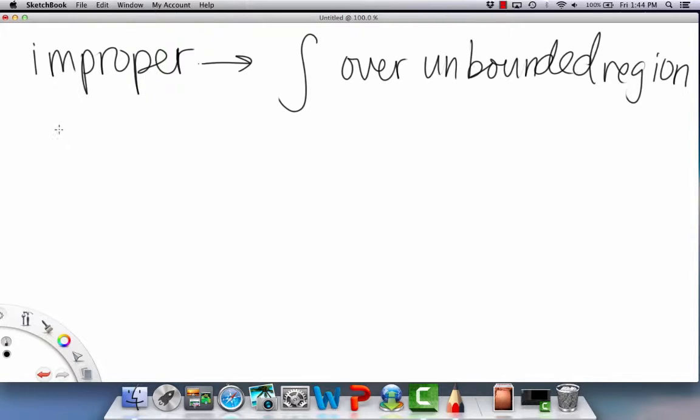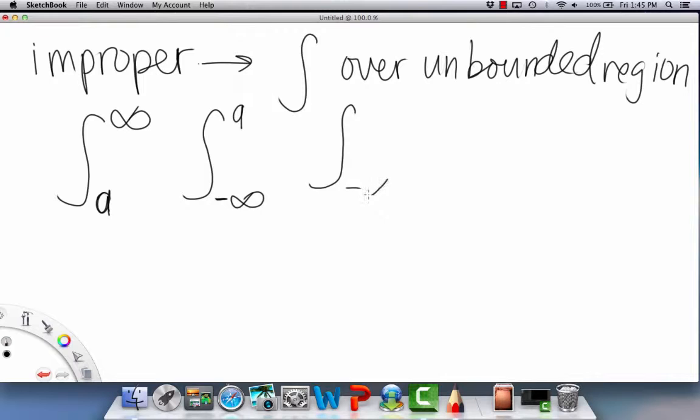This basically means one of two things. The first case is when you're integrating from a, where the variable stands for an actual number, like let's say a is 2, to infinity. Or it could be flipped around, integrating from negative infinity to a number, or even the third case, from negative infinity all the way up to positive infinity. These are unbounded, obviously, because the first is unbounded on the right, the second is unbounded on the left, and the third has no bounds whatsoever.